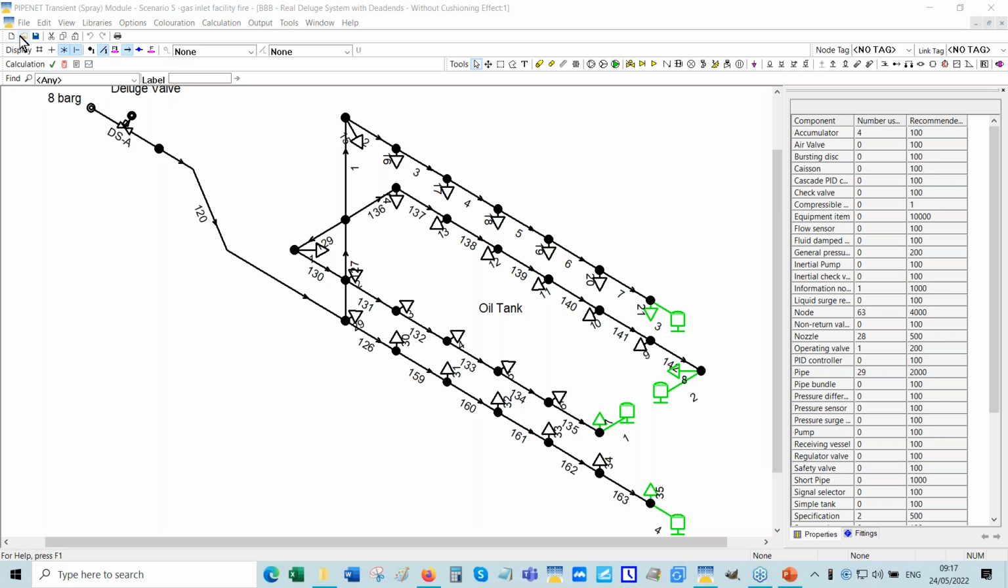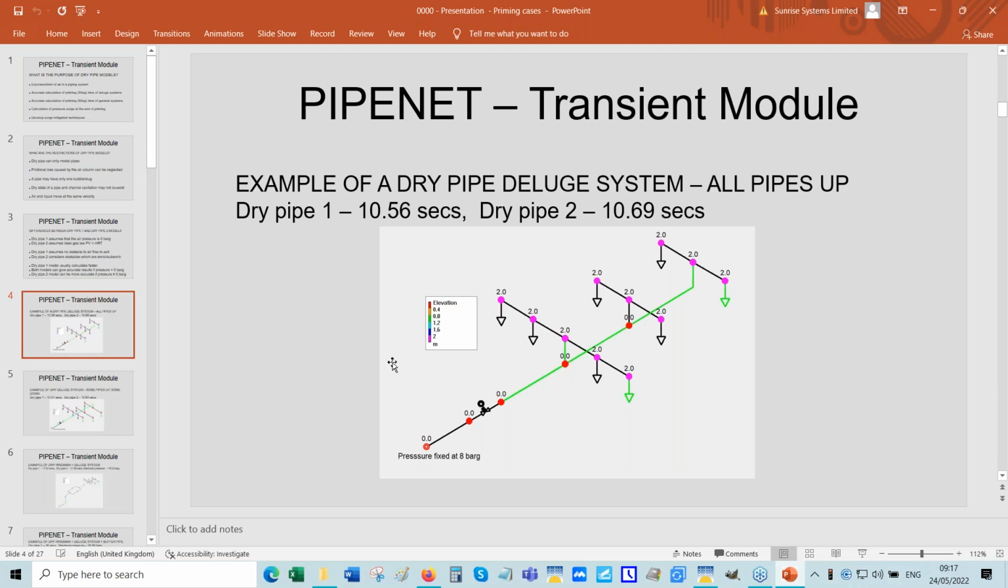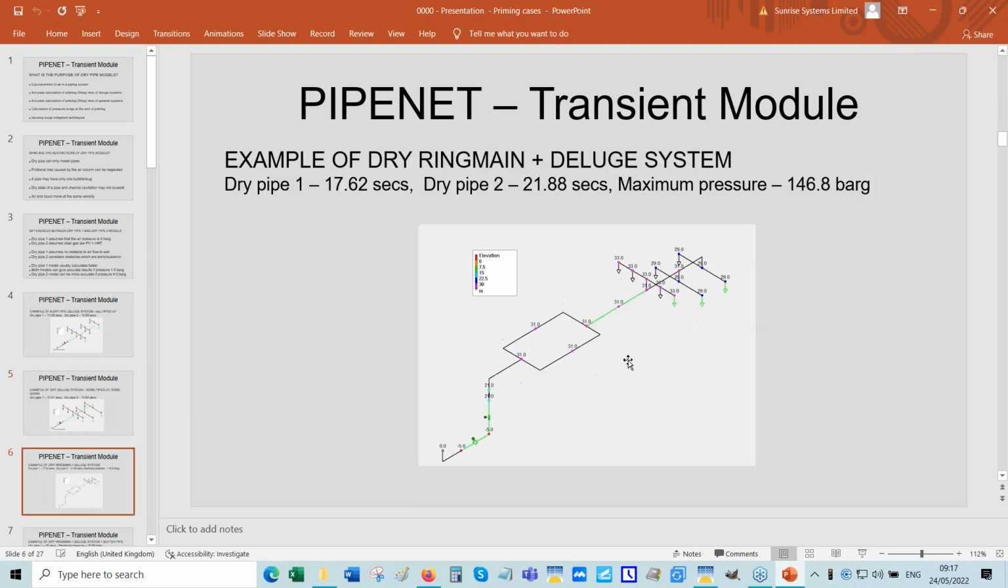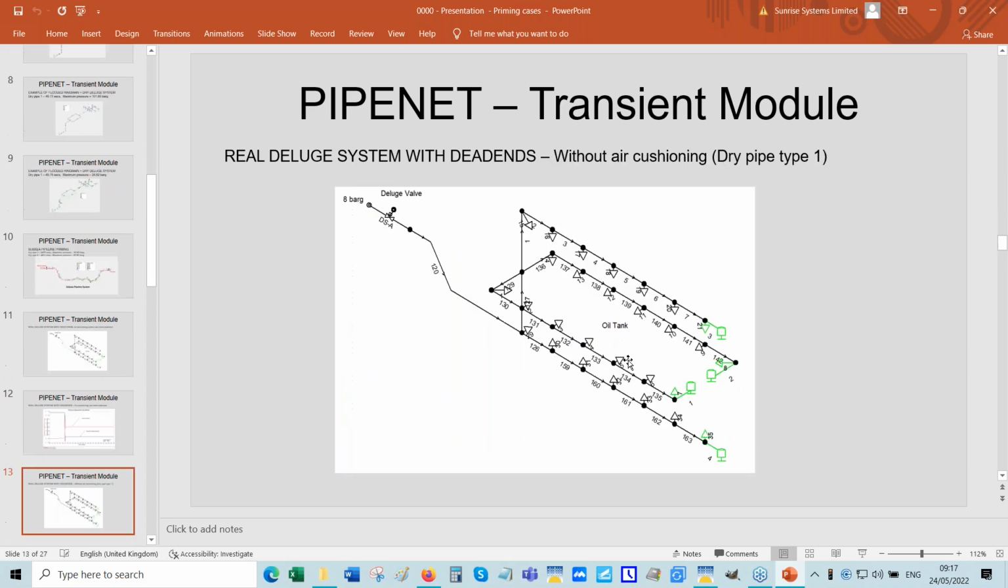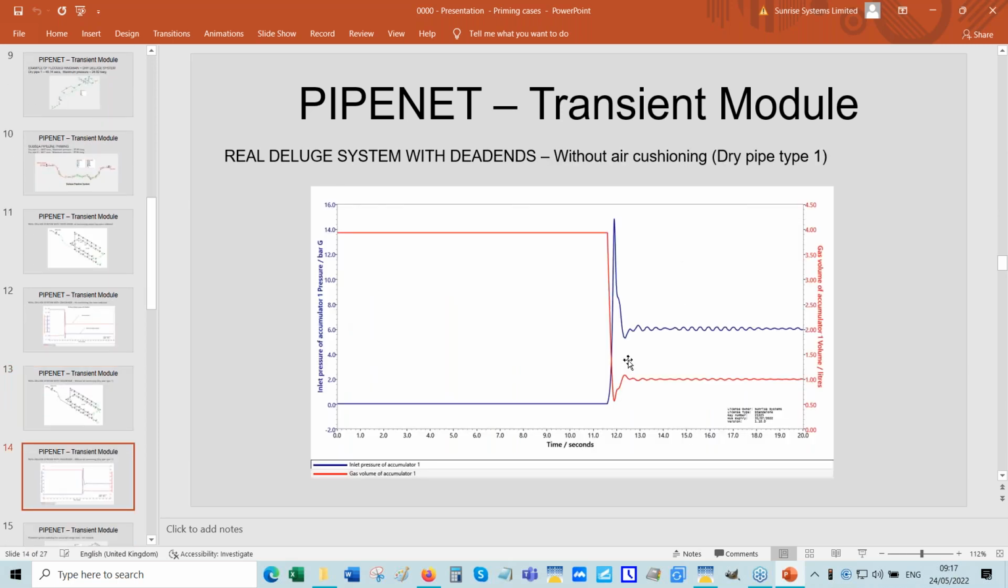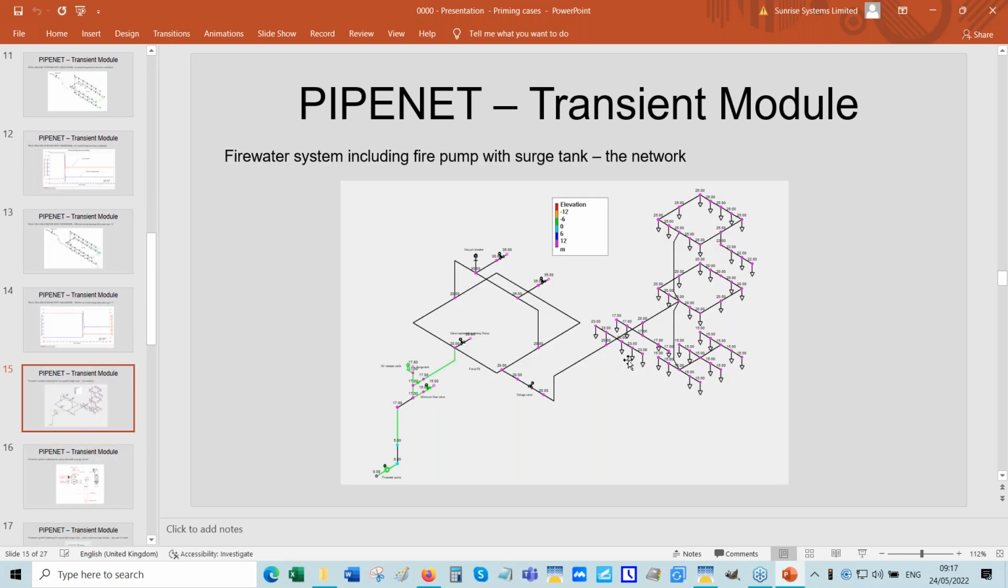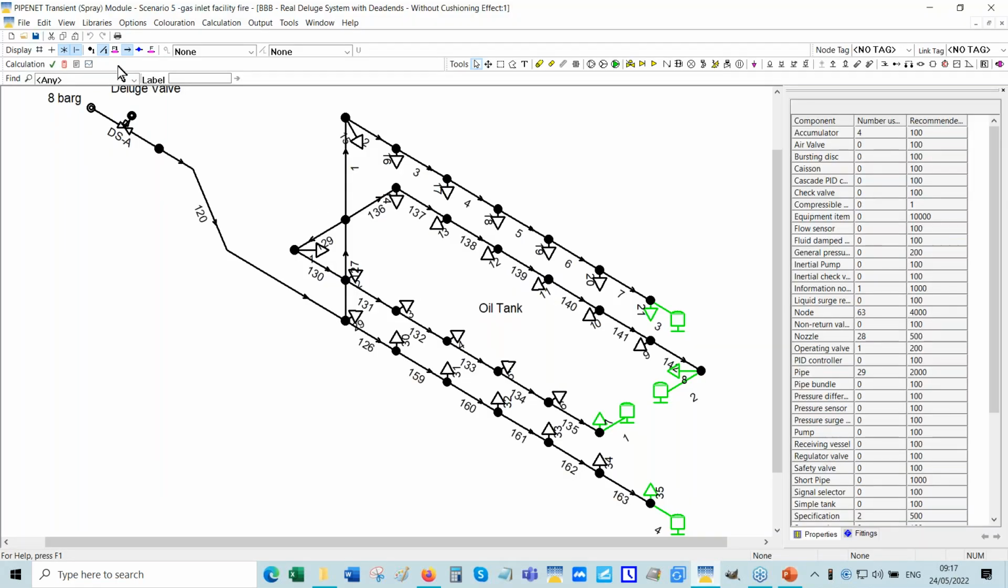Now let's look at the next example here. Before I go to that, I'll show pictorially what we're looking at. That's the system we're looking at. I'll open that.